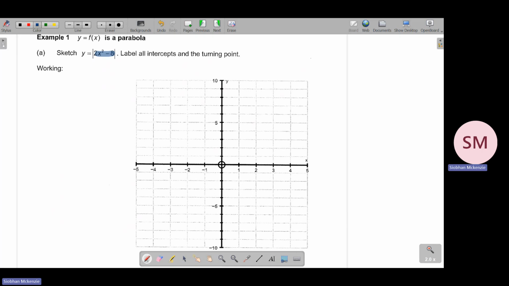f of x is a parabola. You already know what your y-intercept is. What is your y-intercept? It's -8. So this is what I'm sketching in pencil. I'm sketching my parabola in pencil.